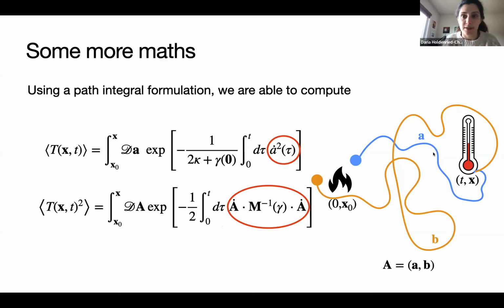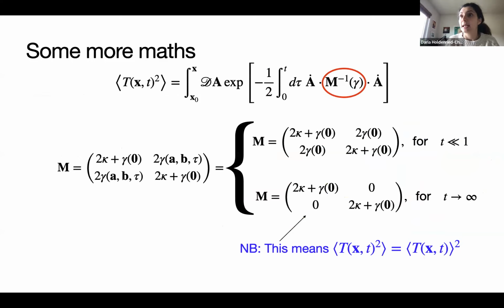So let's take a closer look at this matrix M. In general, it takes this form. Again, it depends on paths A and B. So this makes computing this quantity very complex. But if we look at the matrix in the short and long time scale limits, we can make progress. So let's consider the long time scale limit first. If we wait long enough, the velocity will essentially become decorrelated.